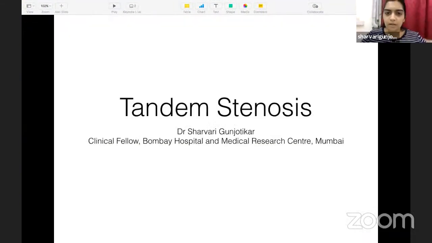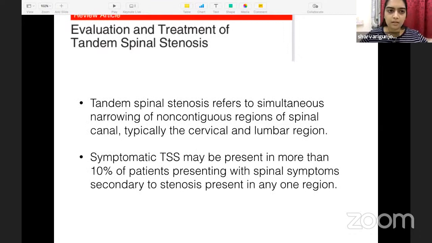Good evening, everyone. My name is Dr. Sharvari, and I'll be presenting on tandem stenosis. So the first article for today is titled Evaluation and Treatment of Tandem Spinal Stenosis. Tandem spinal stenosis refers to simultaneous narrowing of non-contiguous regions of the spinal canal, typically the cervical and lumbar region. Symptomatic tandem spinal stenosis may be present in more than 10% of patients presenting with spinal symptoms secondary to stenosis present in any one region.